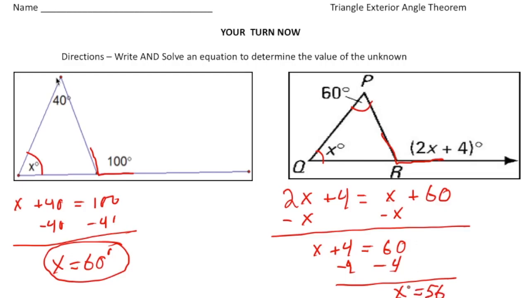So there's our answer for x. But to check that's right, I'm going to substitute 56 for the x up here. So 2 times 56 is 112, and 112 plus 4 is 116 degrees. So this red angle right here is 116 degrees, which should be equal to this angle x plus 60. So when I plug in 56 for x, 60 plus 56 gives us our 116, and there's the answer.